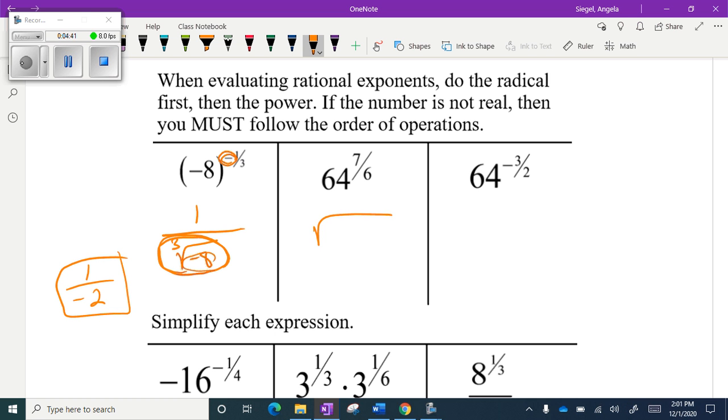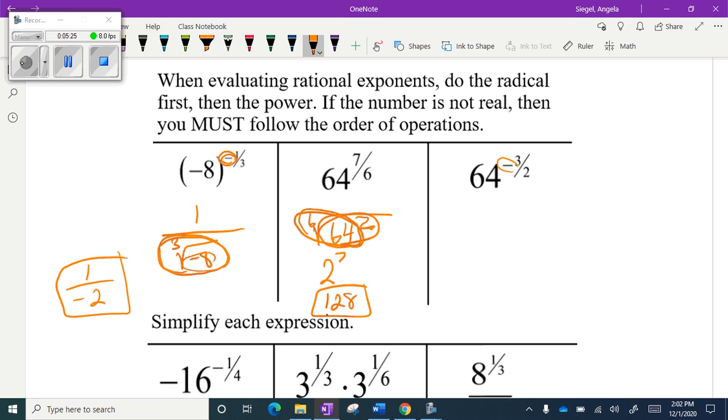Let's rewrite this in radical form so we can get our minds wrapped around this. The first thing that's jumping out at me is that the 6th root of 64, if you look at your chart from the other day, is going to be 2. So I have 2 to the 7th power, which is 128. If we went the other way, and you did 64 to the 7th power, that is a huge number, and maybe some of your calculators will shut down. To me, it's best to do this first and then this because it gets that number smaller.